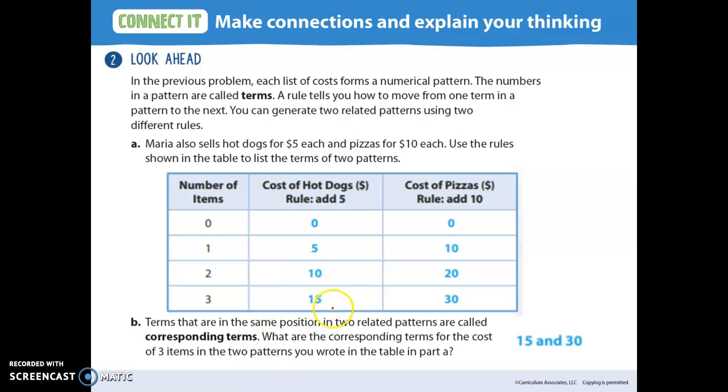So if we're looking at this one, it's talking about the third item. If we got 3 items, the corresponding terms would be the 15 corresponds with the 30 on the pizza. If it wanted the second item, then it would be a 10 and a 20. Or the first item would be 5 and 10. So this is just the corresponding items on the third item list.